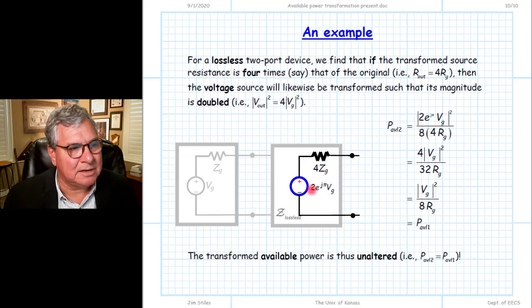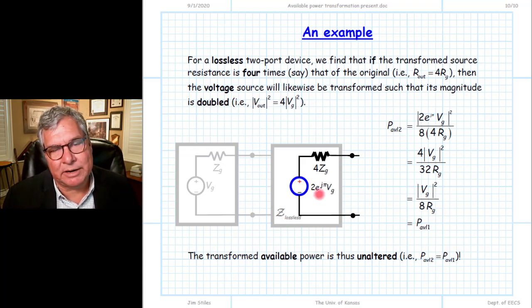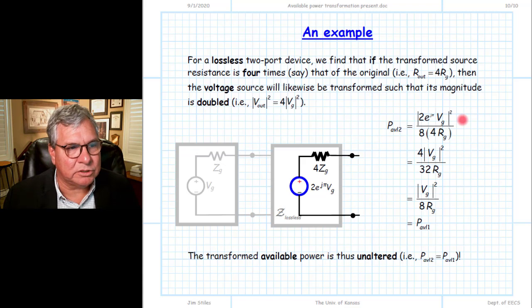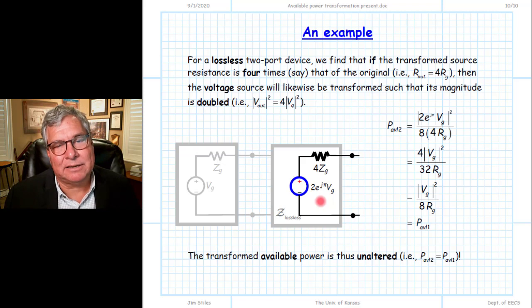But what we'd find in that case, if the two-port device is lossless, is that the magnitude squared of the resulting transformed voltage source is likewise 4 times larger than the original. In our available power, the numerator is proportional to the magnitude squared of the voltage source. The denominator is proportional to the real part of the impedance. And so if both of these change together, then the available power will be invariant. And so for a lossless device, we could increase the source resistance by a factor of 4, but the magnitude squared of the transformed voltage source would likewise increase by a factor of 4, canceling each other out, and we would get exactly the same available power.